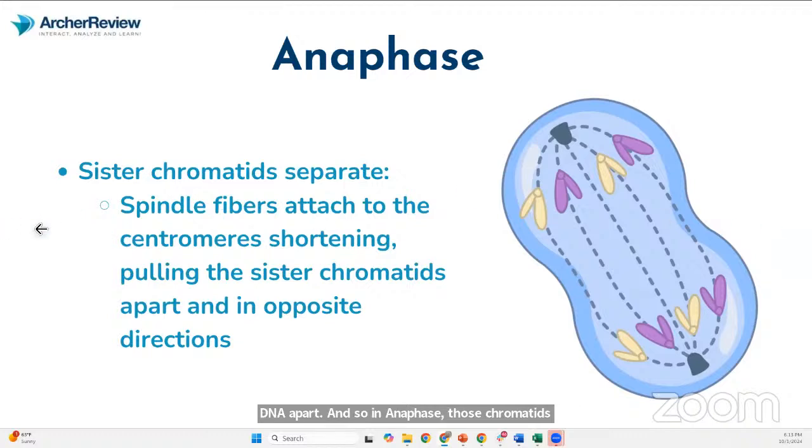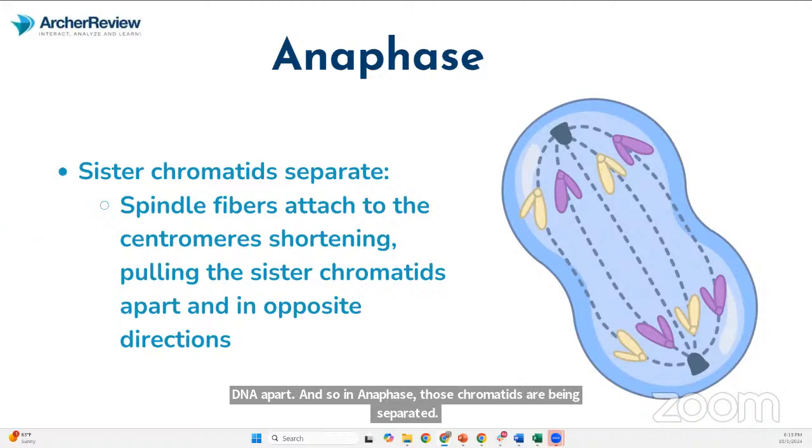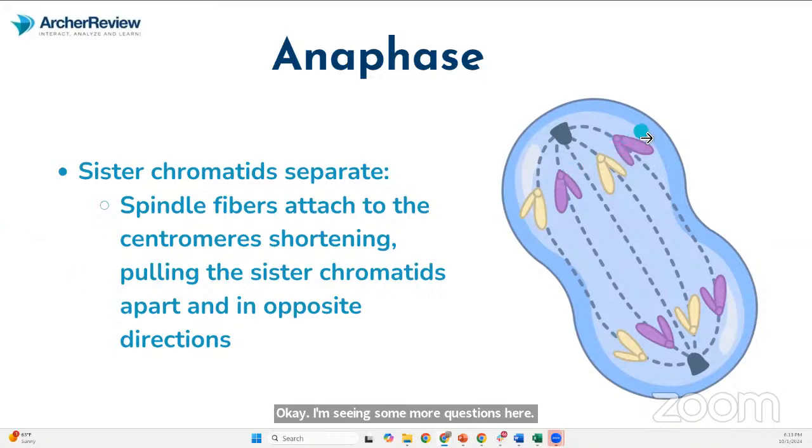Okay, I'm seeing some more questions here. A sister chromatid is just one leg or one arm of the chromosome. I hope that answered the question. So what we see here is these were one chromosome with 2 sister chromatids, 2 legs, and now in anaphase, they're being pulled apart.